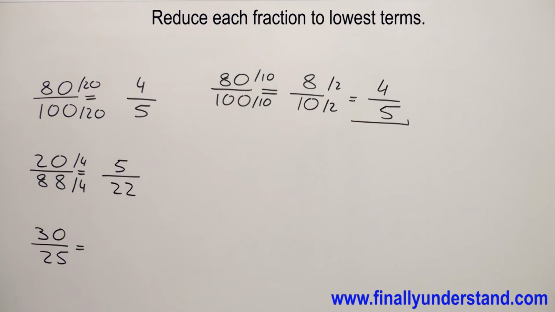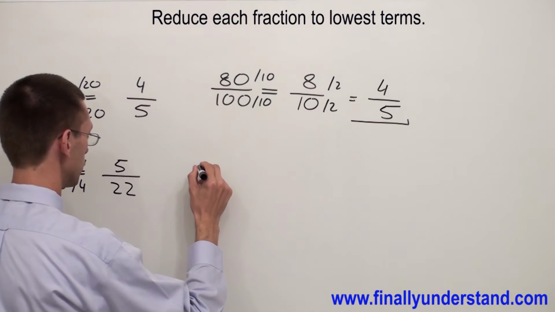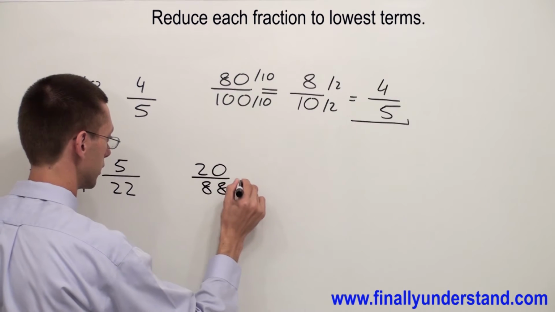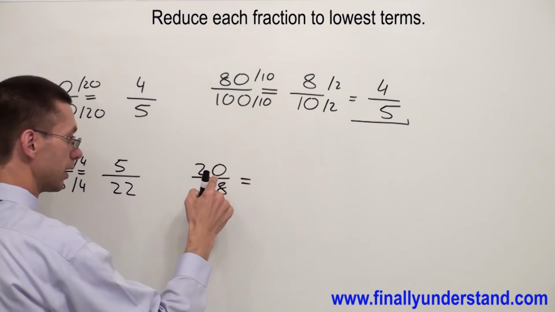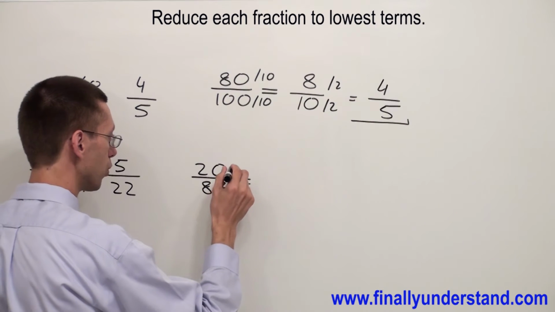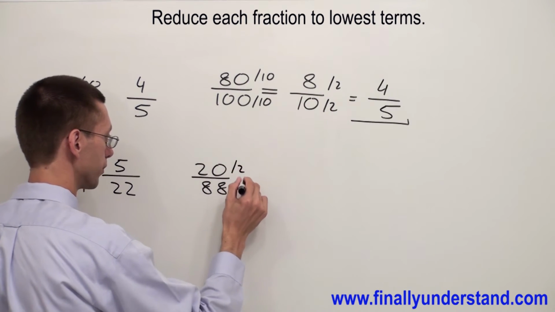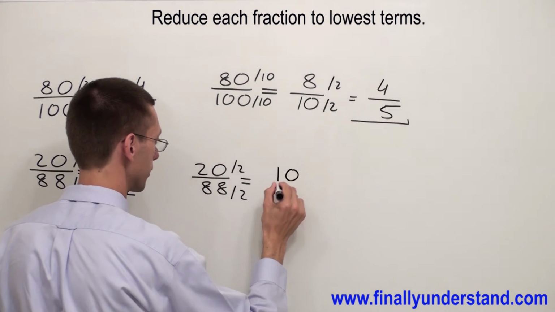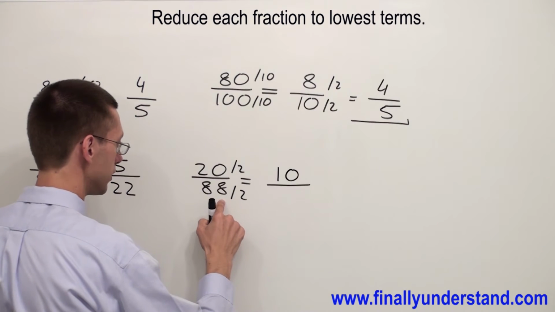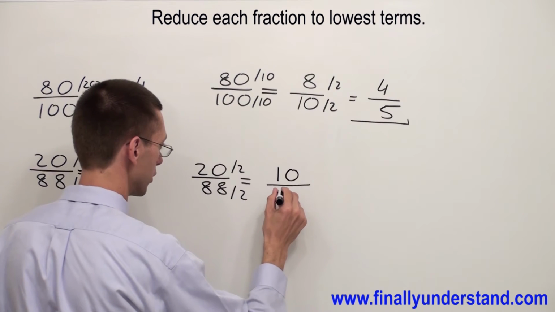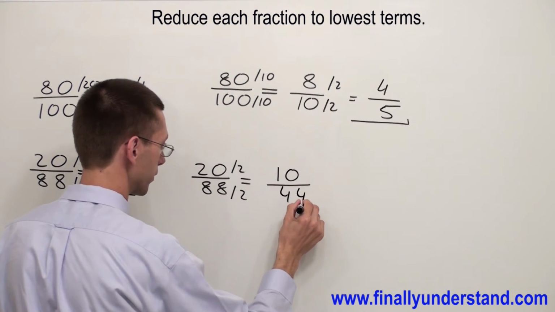Okay? Now, again, if you are not seeing that, let me write this problem one more time. So I have 20 over 88. 20 and 88 are even numbers. Even numbers are always divisible by 2. 20 divided by 2 is 10. 88 divided by 2 is 44.